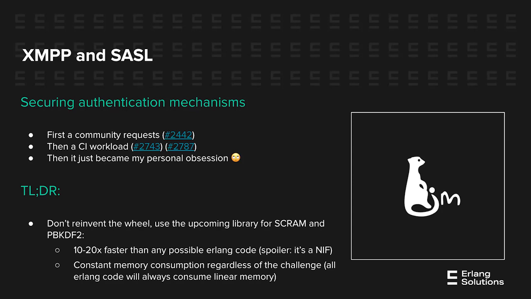Too long, didn't read. The message of this presentation is: don't reinvent the wheel. Use the upcoming library that I will present for SCRAM and PBKDF2. More about those two keywords later on. Spoiler, they are NIFs. That's why they're going to be 10 to 20 times faster than any possible Erlang code you can write, and they consume constant memory. Any possible Erlang code is going to consume memory of the size of the challenge.